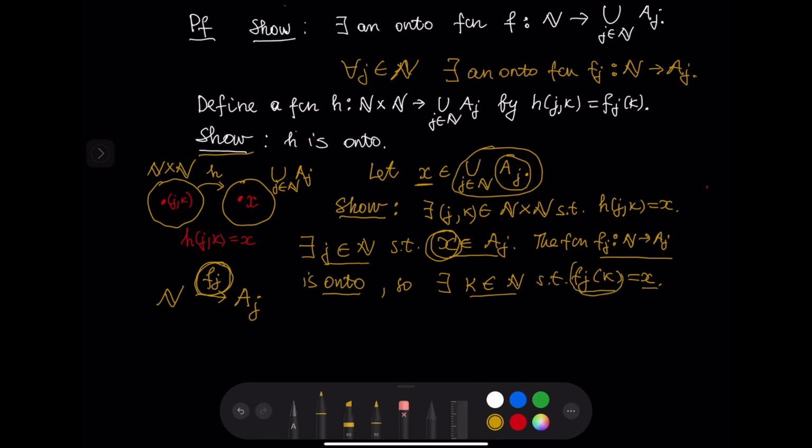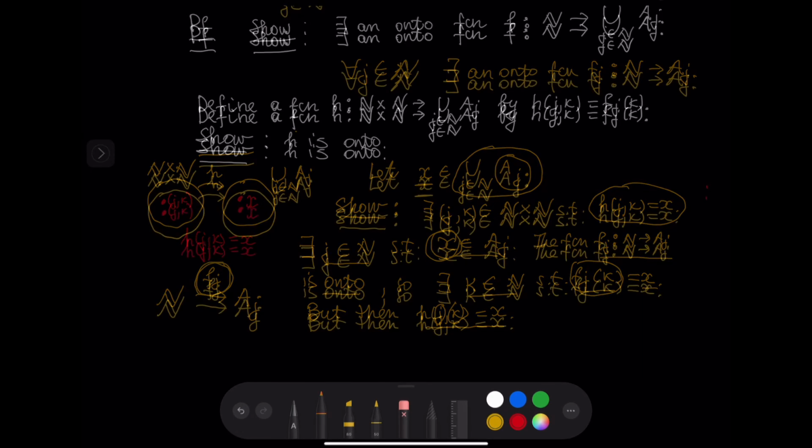But f_j of k is h of (j,k). But then h of (j,k) is equal to x, and this is exactly what we wanted to show. We found two indices, j and k, such that a_jk is equal to x, and so this proves that the function h is onto.